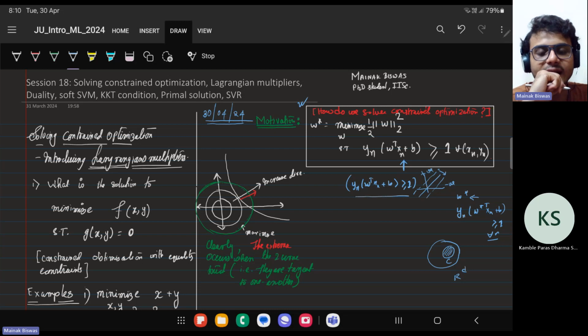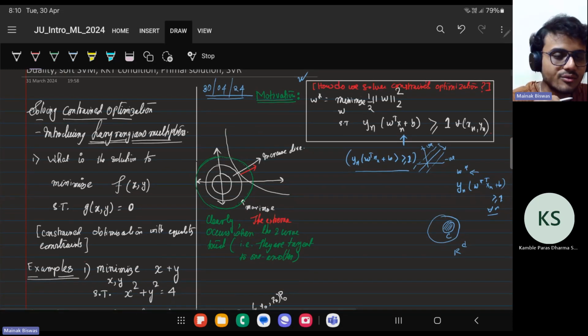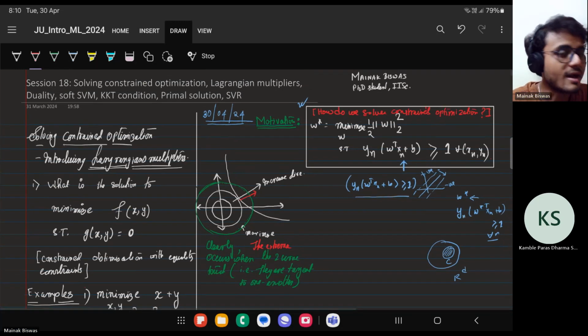But how do we guarantee that we get a solution in this set only? That is the question we ask. I'll give you an example to begin with. We'll first take a detour, understanding what constraint optimization problems are and how to solve them, and then apply that to solving an SVM problem.